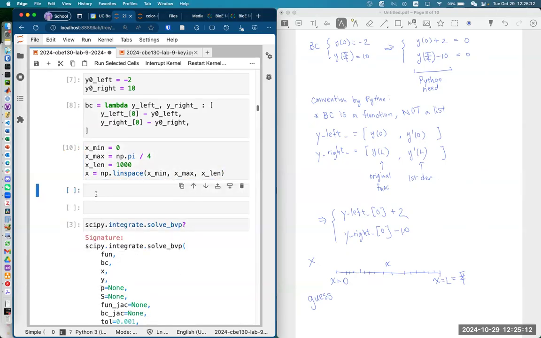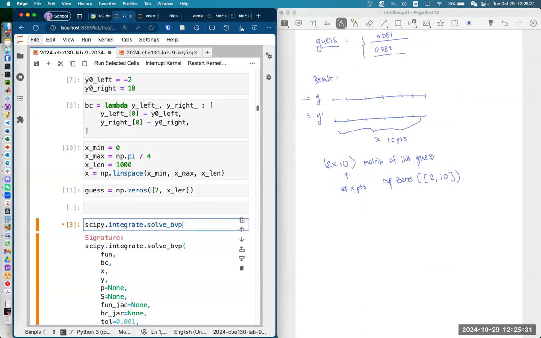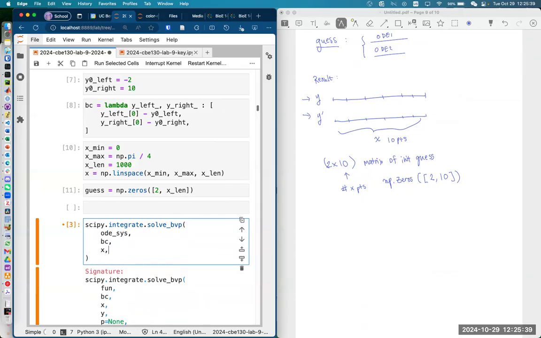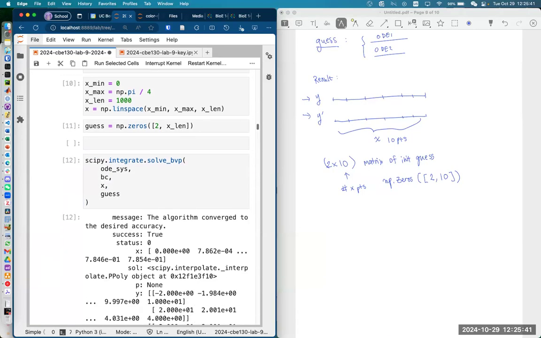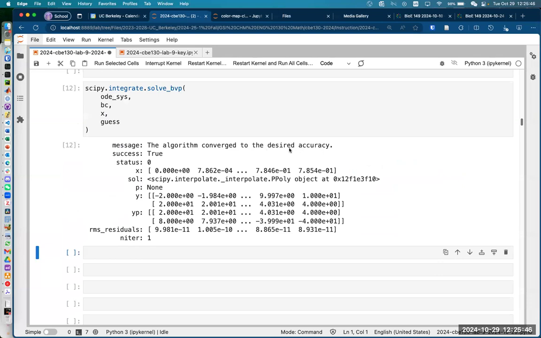And finally, we need to initialize some guess. And the guess needs to be 2 by N, or 2 by 1,000 in our case. So the guess will be np zeros with 2 rows and then x length number of columns. And we'll input all of those into solve BVP. So ODE system, boundary condition, x, and guess. So the result says that the algorithm has converged to the desired accuracy.